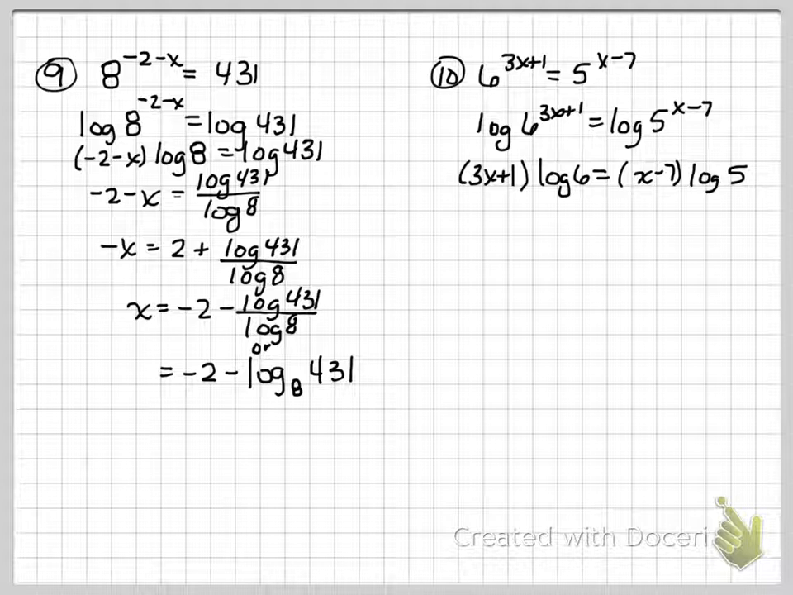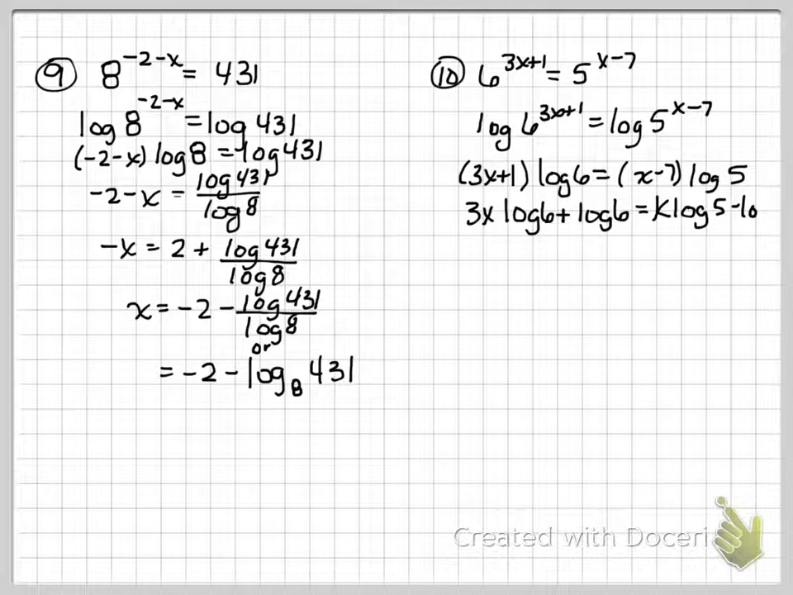Alright, so I'm going to distribute. I get 3x log of 6 plus log of 6 equals x log 5 minus 7 log, and I've run out of room. Let me start this whole line over and give myself a little bit more room.